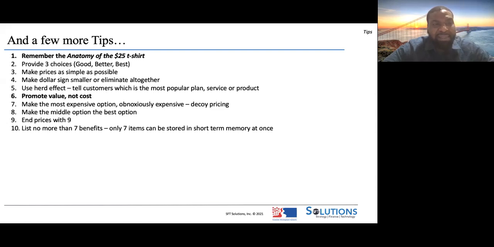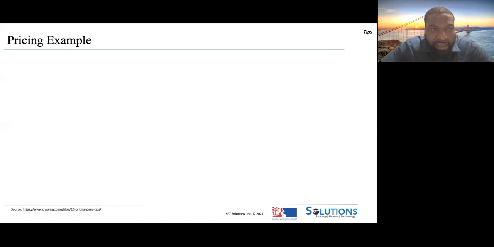Make the most expensive option obnoxiously expensive, right? It's called decoy pricing. You don't want them to actually buy that, but you're trying to show them that the middle price option is a good option. End your prices with 9. And if you're selling online and you're listing benefits, don't list more than 7 benefits. Our mind can only store about 7 things in our short-term memory at once. So I got a few examples, and I want you guys to point out what you see here.